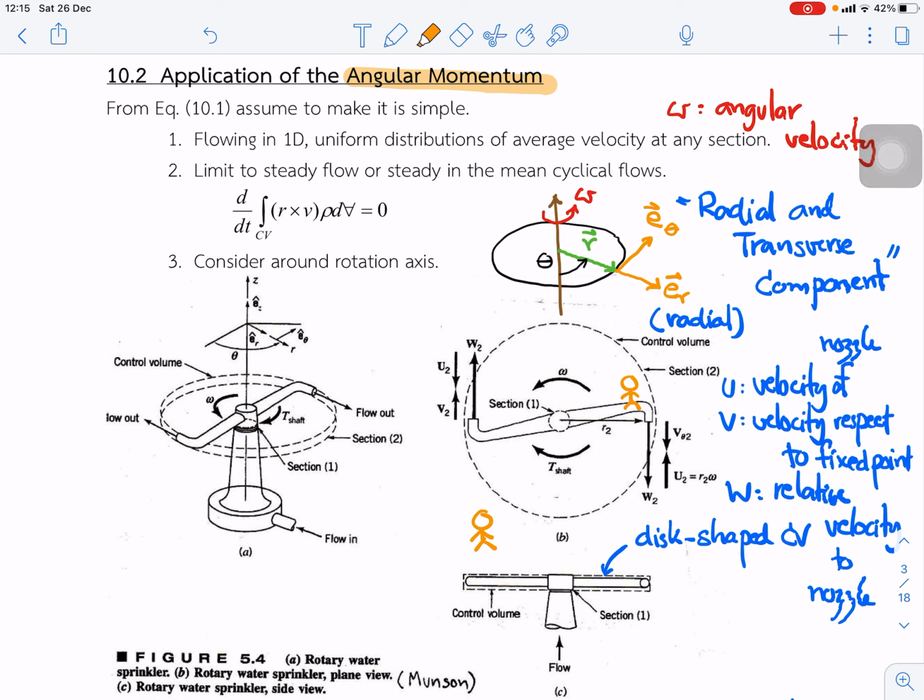The assumptions for our condition: the first one, we assume the flow is 1D, with uniform distribution of average velocity at any section. The second is limited to steady flow or steady in the mean cyclical flow. So this term, the change of momentum inside the control volume, is 0. And third, we consider around the rotation axis.